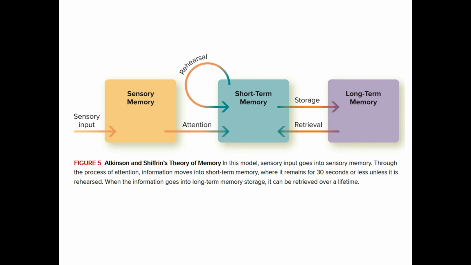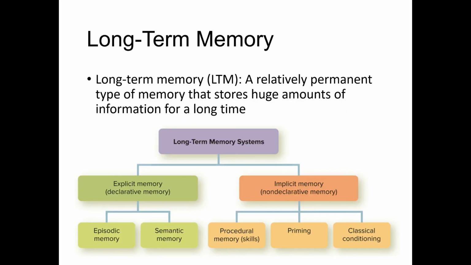And moving on to the last stage of memory, long-term memory. Long-term memory, or LTM, is a relatively permanent type of memory that stores huge amounts of information over a long time. And LTM can be broken down to explicit and implicit memory. And the two subcategories of explicit memory, which are the episodic and semantic memory, we will go over each one.